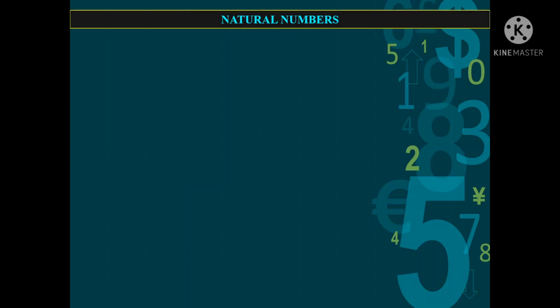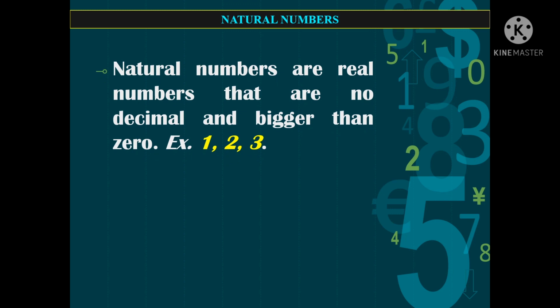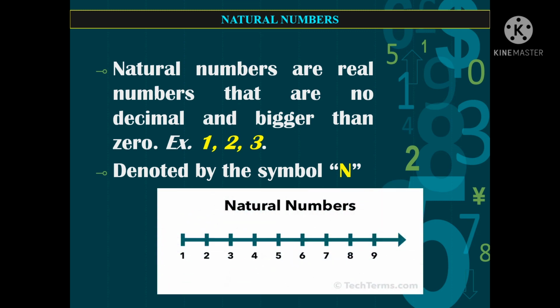Now, let's proceed to natural numbers, which are also under the rational numbers. Natural numbers are real numbers that have no decimal and are bigger than 0. For example, we have 1, 2, and 3. It is denoted by the symbol capital N. As we can see in this number line, the only difference is that whole numbers include 0, but natural numbers start with 1 to positive infinity, without any fractional number and without any decimals.